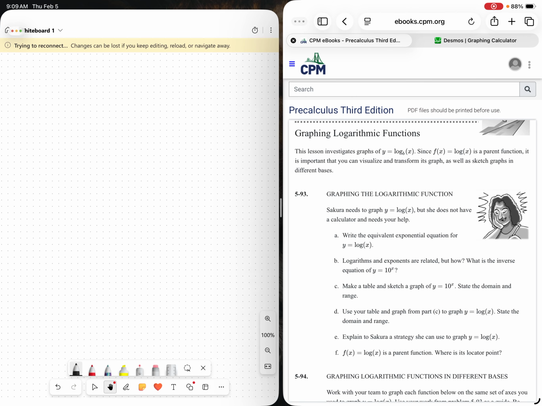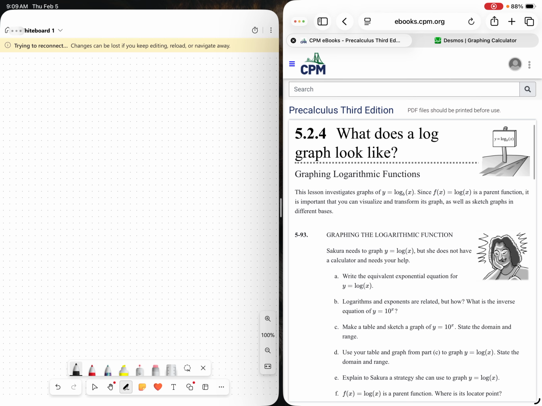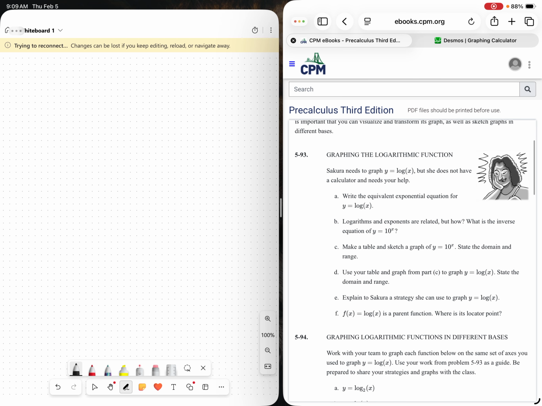Okay, looking at the next lesson here at 524, what does a log graph look like? In this lesson, we're going to investigate graphs of logs. Since log of x is the parent function, with base 10, it's important that we can visualize transformations as well as sketch the graphs. So let's start here and explore.